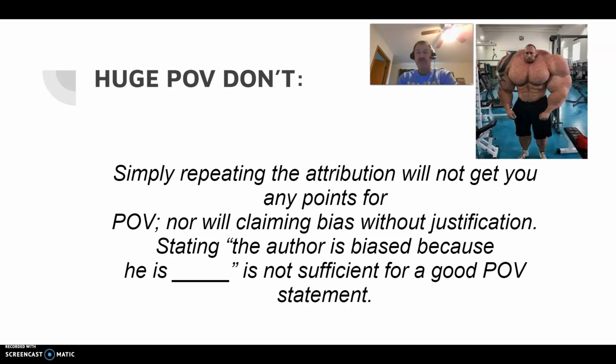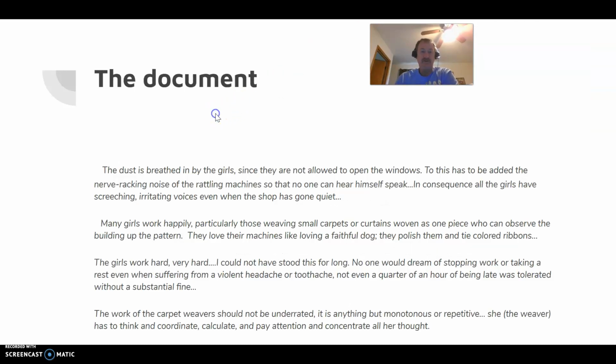I have told you numerous times I don't like the word bias or biased. I've given you a list of 8 other terms I think are better. This explains it right here. All right, claiming bias without justification is not point of view. If you write the author is biased because he is blank, that is not sufficient. That is not good enough. That is a huge POV don't. Don't just write bias. Use the words I've given you, and I will repeat them again in the video.